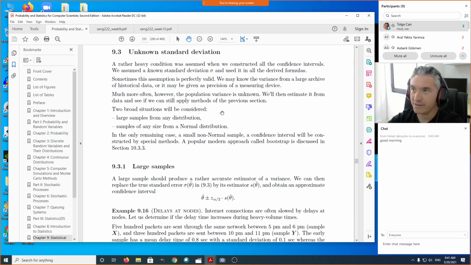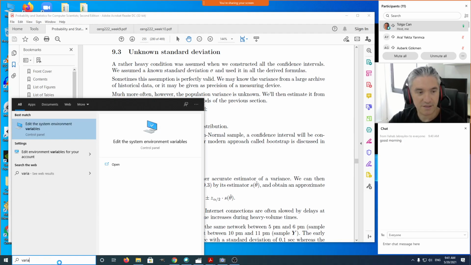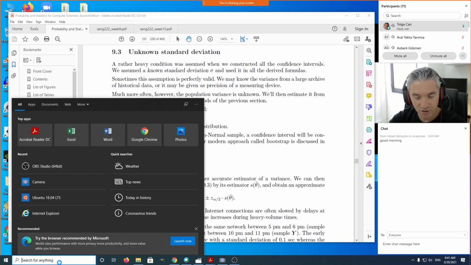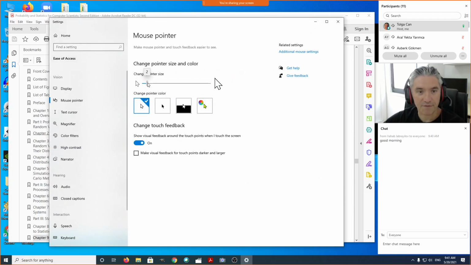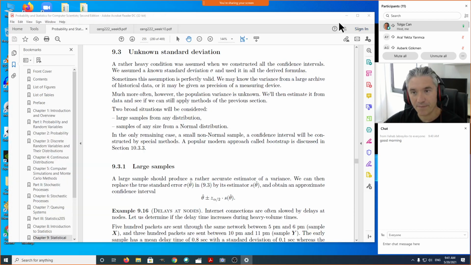It may only be realistic when you have, for example, a measurement error for a device or something. But yeah, this is saying it's valid. We may know the variance if it's given by the manufacturer as some kind of an error of the measurement device. But more often, this 9.3 is a more popular case.